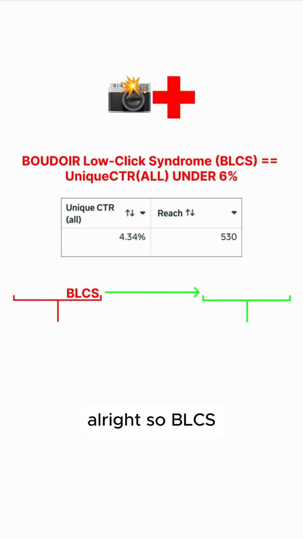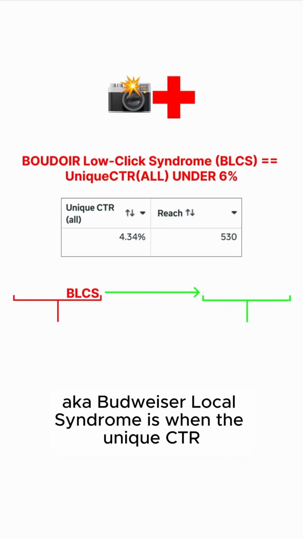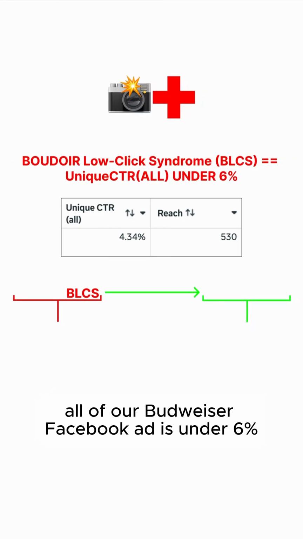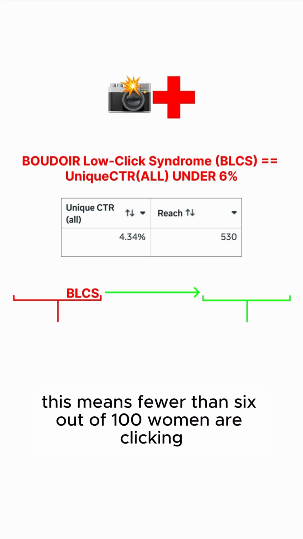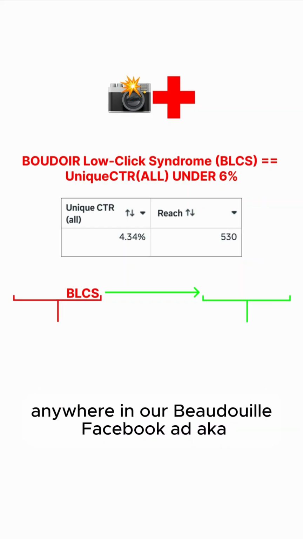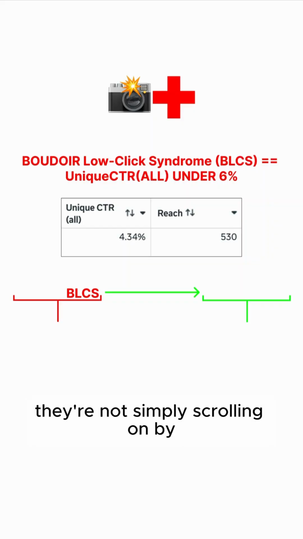All right, so BLCS, aka Boudoir low click syndrome, is when the unique CTR of our Boudoir Facebook ad is under 6%. This means fewer than 6 out of 100 women are clicking anywhere in our Boudoir Facebook ad, aka they're not simply scrolling on by.